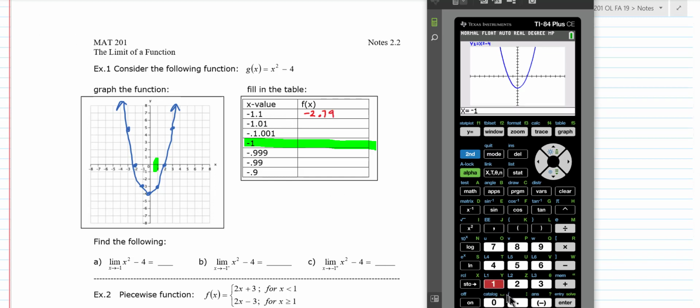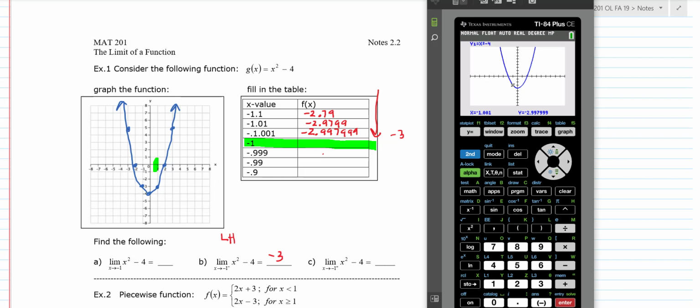Let's get a little closer to negative 1. So now we'll go negative 1.01. That gives negative 2.9799. And then let's go closer, negative 1.001. And that's going to give negative 2.997999. All right, so the idea is, what does it look like this number is getting closer to? As we get closer to negative 1, yeah, that looks like it's heading to negative 3, okay? So that would be the value of that left-hand limit. This right here is the left-hand limit, and it appears to be going to negative 3.